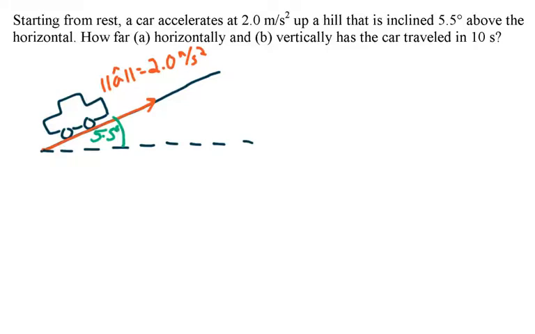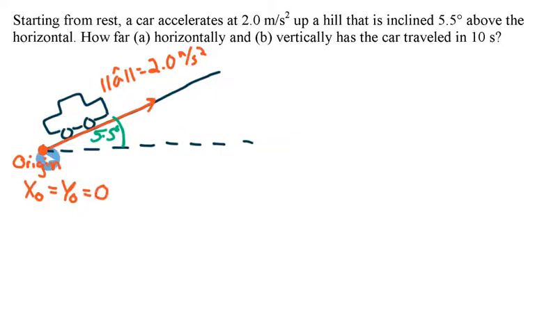Now we also know about this problem that the car is starting from rest. So let's place our origin where the car begins. That's where we're going to define our origin for the position. So when the car is at the origin, my initial position x component and my initial position y component are both equal to 0.